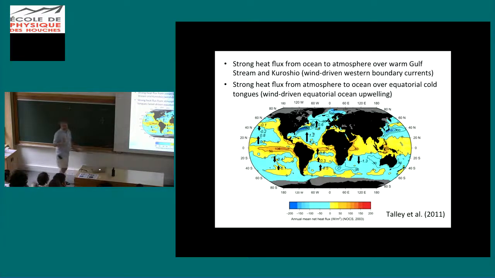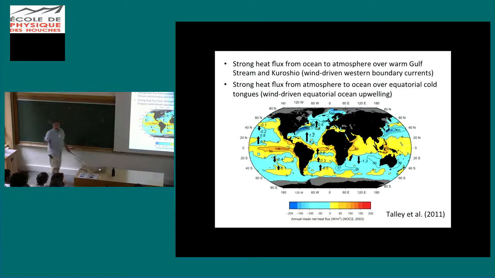That means heat flux from the ocean to the atmosphere, and that's got to do with the Gulf Stream and the Kuroshio, and these are wind-driven western boundary currents. So this has to do with these surface winds; this is part of the wind-driven, not the thermohaline, circulation. Which has a feedback, as we've already seen, on the storm track. So the winds feed back through the ocean temperatures on the eddies.